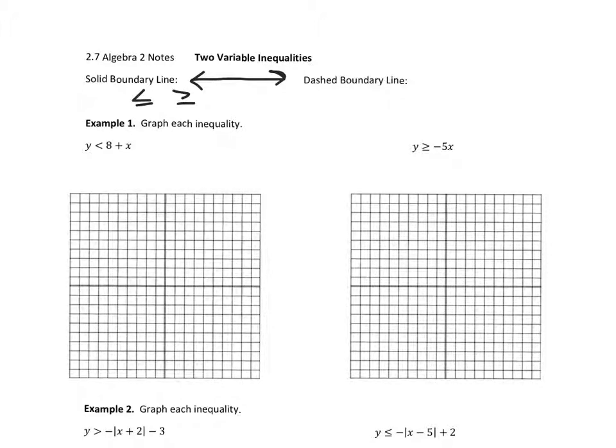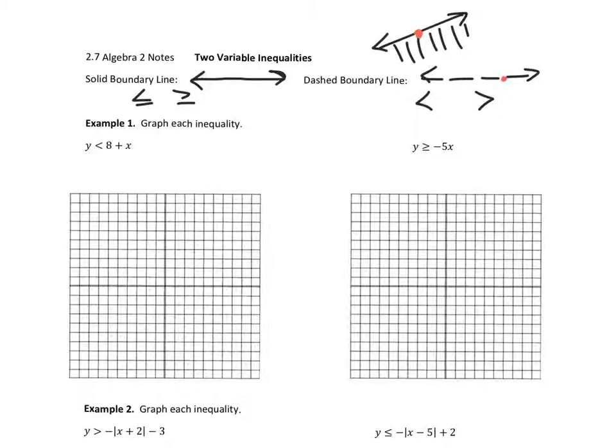A dashed boundary line is just a line that's dashed, and in a less than or greater than, this means that you're not including that boundary line. So if you're graphing an inequality and your line looks like this, then a point that's on the line would be included in your solution if it's a solid boundary line, but a point that's on the line on a dashed boundary line would not be included.